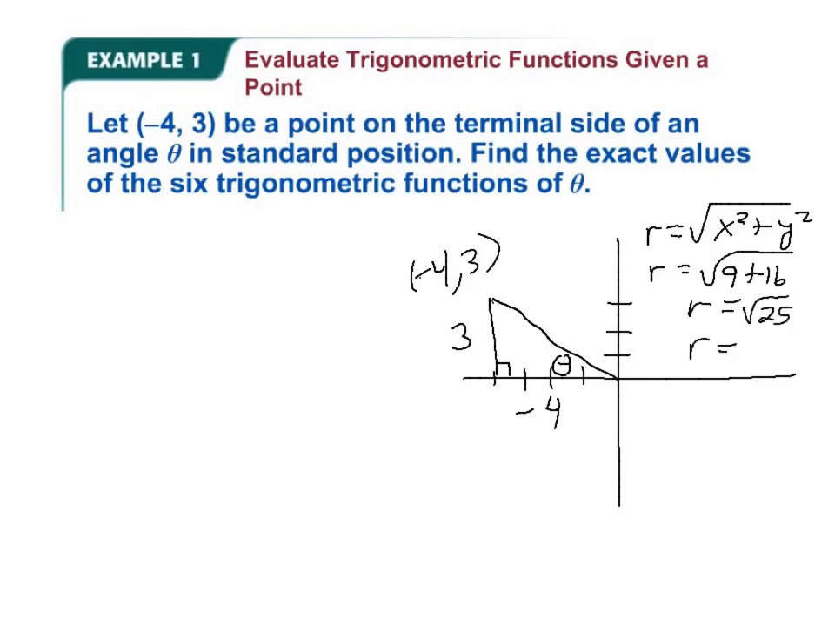Now your radius is always positive. It's just a distance. Your x and y values can take on a negative depending on where they go. So now we know that our hypotenuse is 5. So let's find the 6 trig functions related to theta.